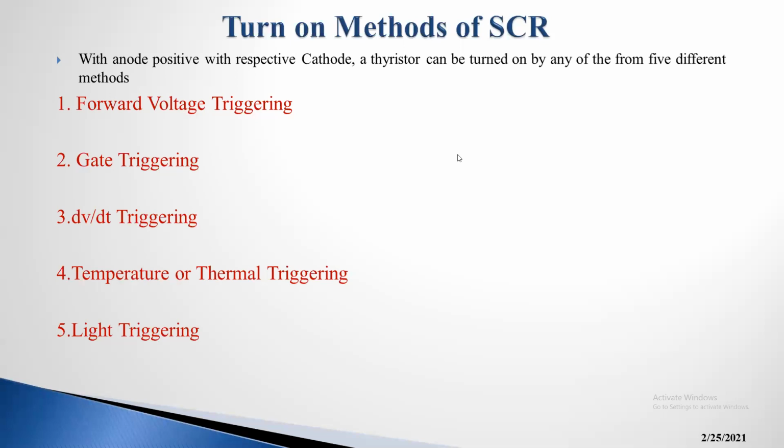First one is the forward voltage triggering method, and second one is the gate triggering method, and third one is the dv by dt triggering method, and fourth one is the thermal or temperature triggering method. Clear? And fifth one is the light triggering method.